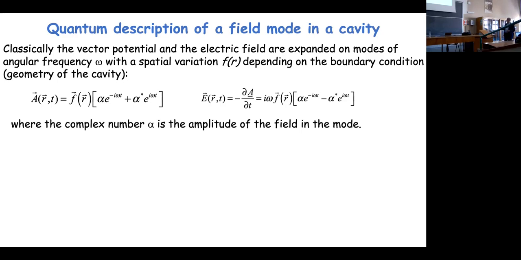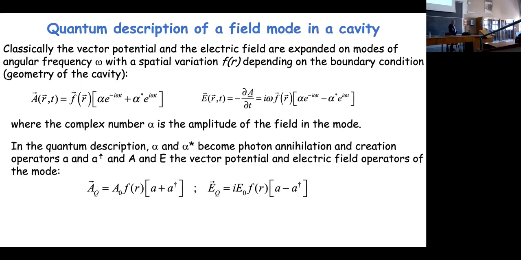So you have a spatial variation, which describes either a standing wave or a propagating wave. It depends upon the boundary conditions. Once you have found the vector potential, the electric field is just a time derivative with a minus sign. So you get the same expression here with alpha minus alpha star. When you quantize the field, what you do is just change the C numbers, alpha and alpha star. They become the A and A dagger operators.